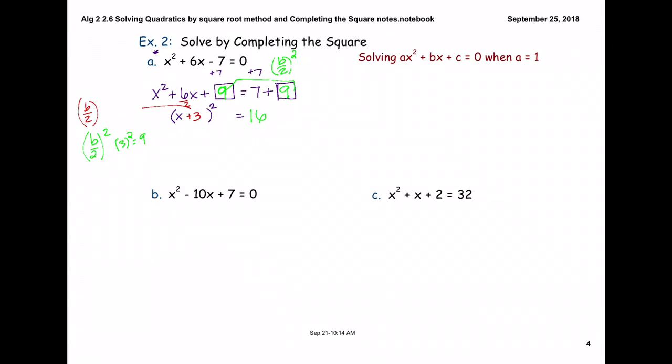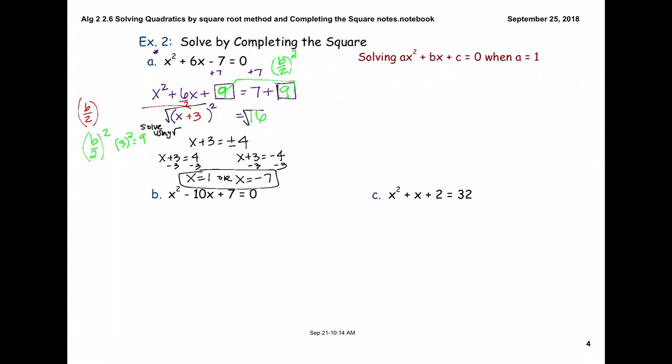And now we can finish by solving using square roots. So our squared term is isolated, so we can take the square root of both sides. Do not forget your plus or your minus. So it'll be plus or minus 4. So we have x plus 3 equals positive 4, x plus 3 equals negative 4. The inverse of adding is subtracting, so x can equal 1 or x can equal negative 7.